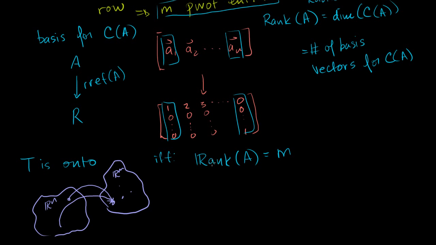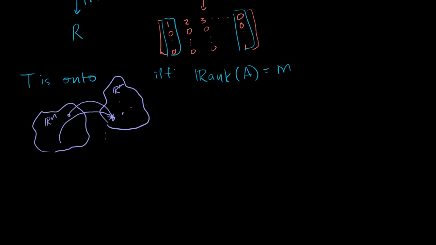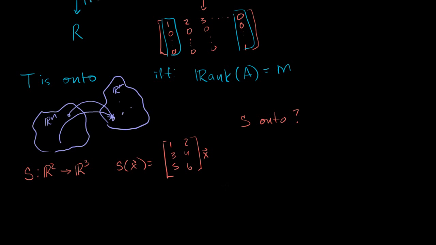So let's just do an example, because sometimes when you do things really abstract, it seems a little bit confusing until you see something particular. Let me define some transformation S. Let's say the transformation S is a mapping from R2 to R3. And let's say that S applied to some vector x is equal to the matrix [1, 2; 3, 4; 5, 6] times the vector x. So this is clearly a 3 by 2 matrix. Let's see if S is onto.